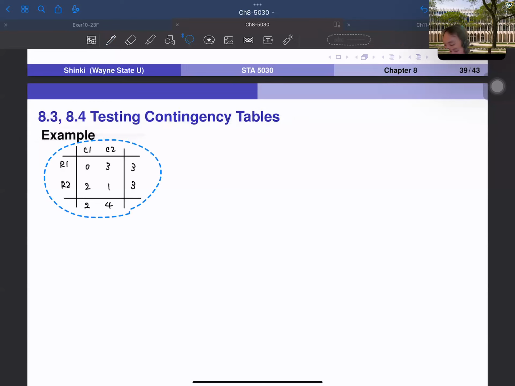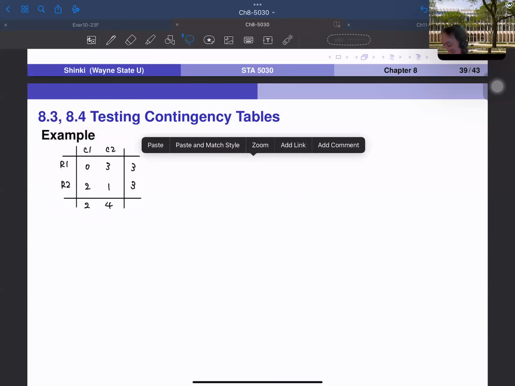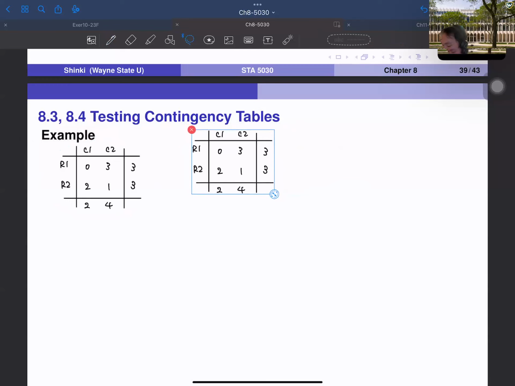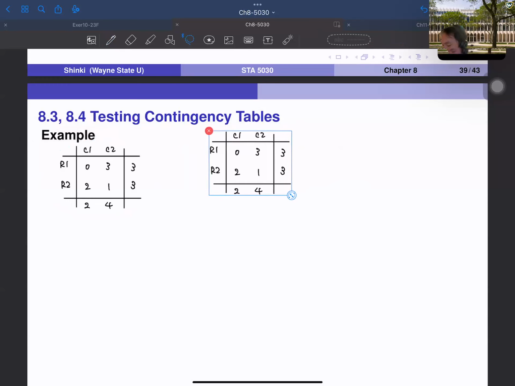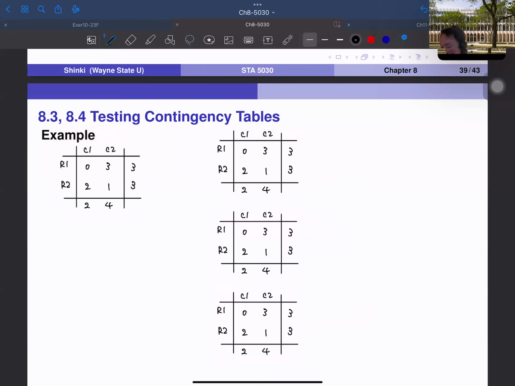Then what we want to do is consider all possible tables given marginals. Suppose that this is the observed table T naught, and we consider all possible tables given marginals. So what kind of tables are possible?